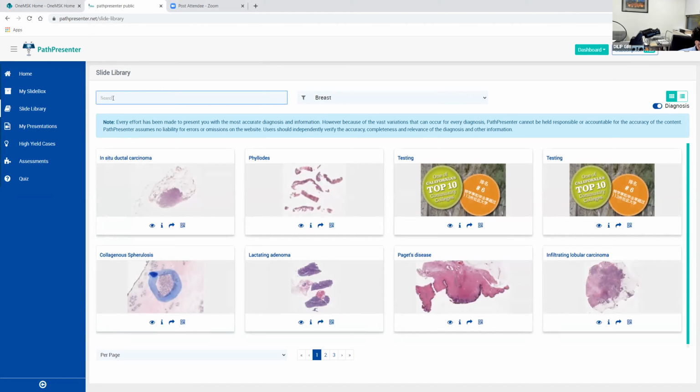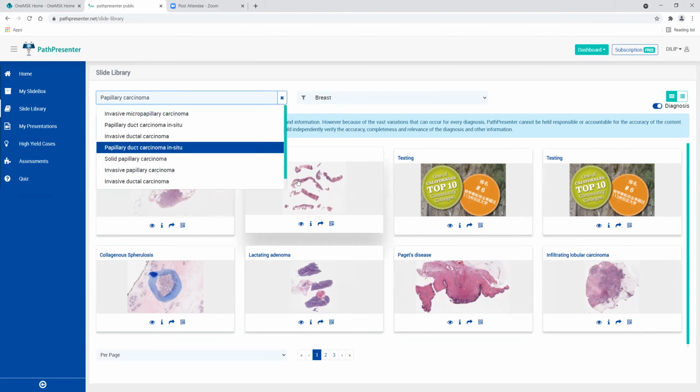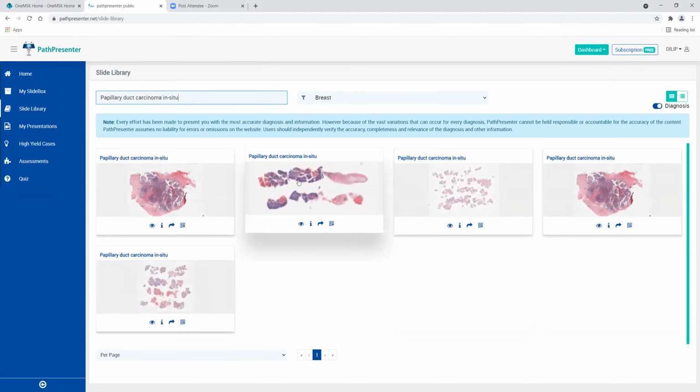Let's put in papillary. Shall we discuss papillary carcinoma? Sure, yeah. Okay.